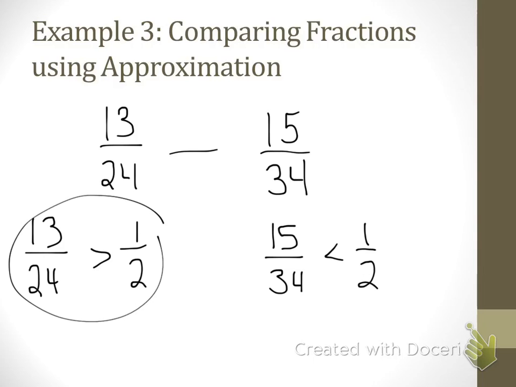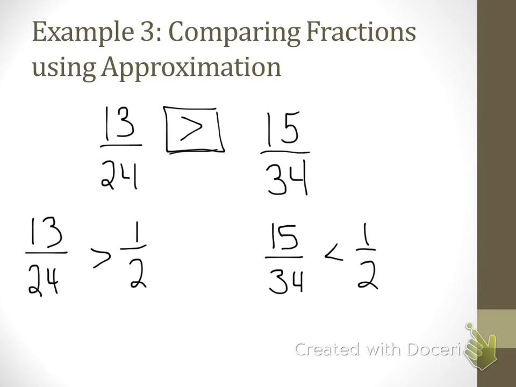So, if one of my fractions is greater than half, and one of them is less than half, which one's bigger? 13/24, because that's more than half, and 15/34 is less than half. Do you see how I'm comparing it to my halves? Whenever you're comparing these using approximation, you're going to compare them using the baseline of half. Is it more than half or less than half? Sometimes on the tougher ones, they're both going to be, say, less than half, but one of them is going to be less than half by more, if that makes sense. So you just have to look at which one is closer.